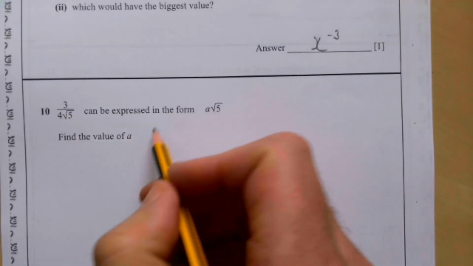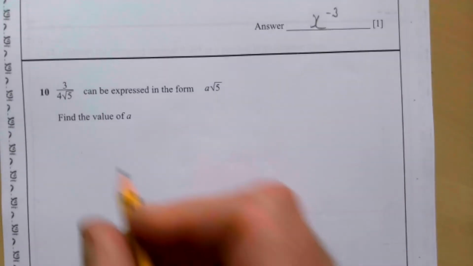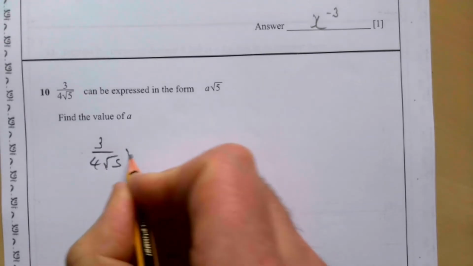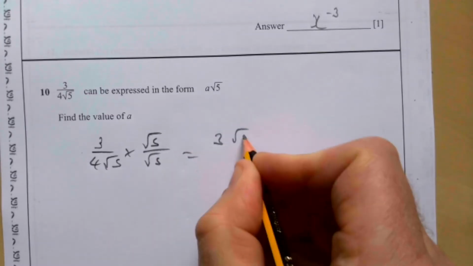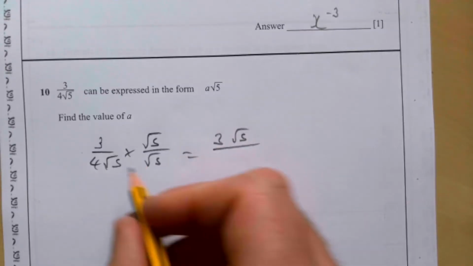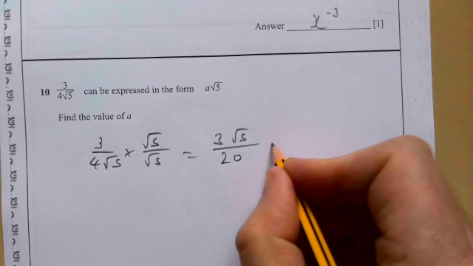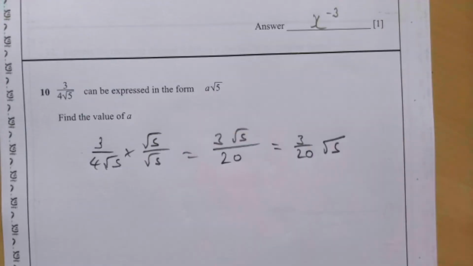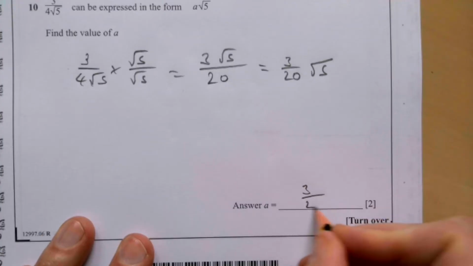3 over 4 root 5 can be expressed in the form a root 5. Find the value of a. So we want to rationalize the denominator here. So we're going to take 3 over 4 root 5, and we're going to times top and bottom by root 5. That gives me 3 root 5 over 4 times 5, because root 5 times root 5 is 5, so it's going to be 20. If I rewrite, then this is 3 over 20 root 5. So the number a that we're dealing with here is 3 over 20.